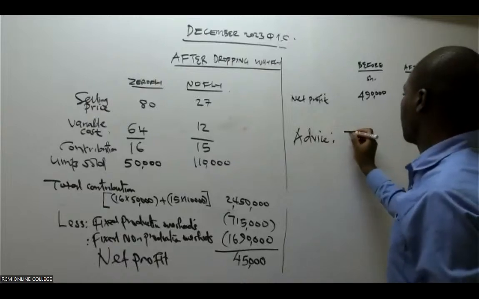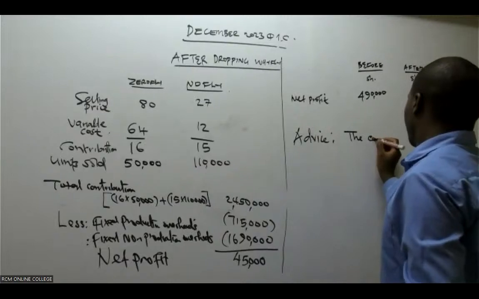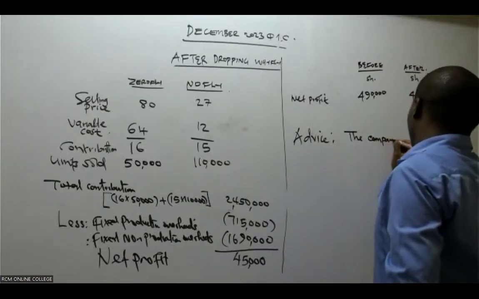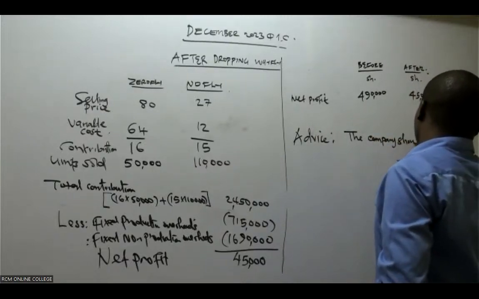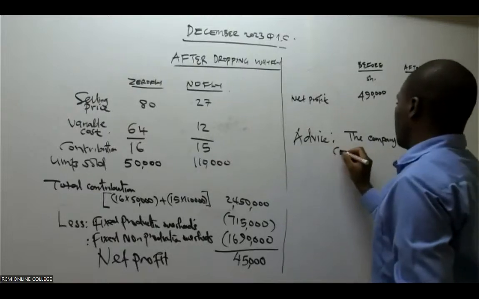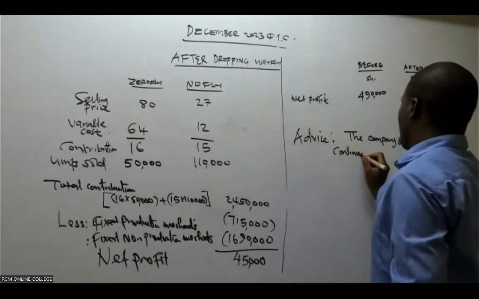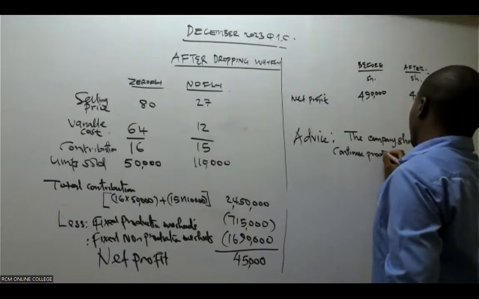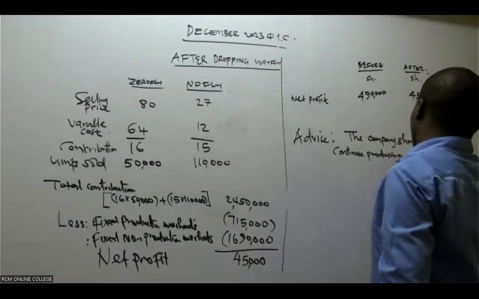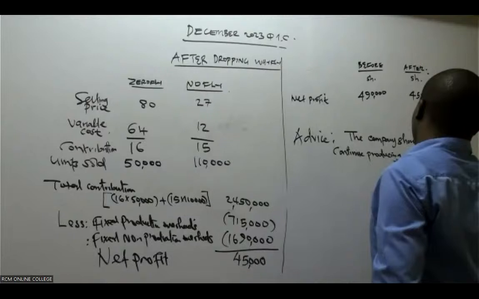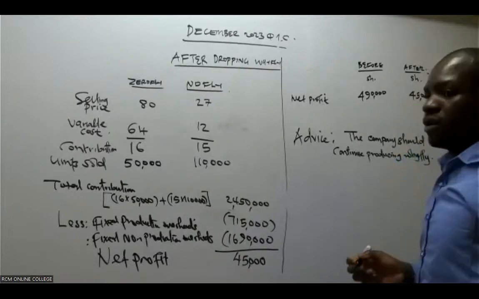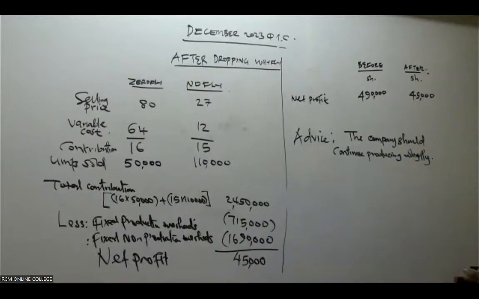The company should continue producing or manufacturing Wi-Fi. To be able to continue producing Wi-Fi, it should be able to continue producing Wi-Fi. Good. Another person may pick it from this point.